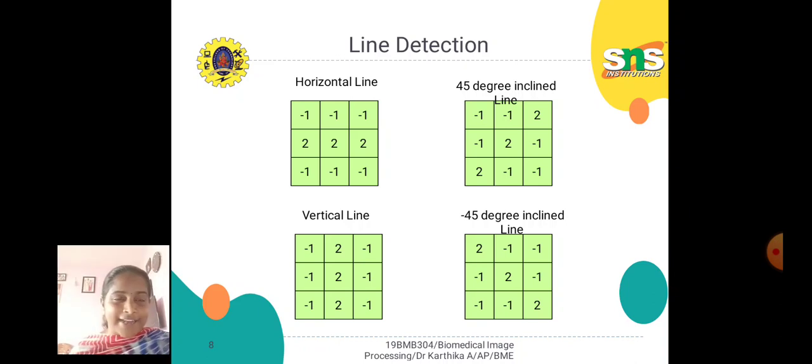And see here the line detection. In line detection, we have horizontal line, vertical line, 45-degree inclined line, and -45-degree inclined line. For horizontal we have three 2s in the row. For the +45-degree inclined line, we have its own values. For the vertical line, we have vertical values, and for the -45-degree inclined line we have the values along -45 degrees.